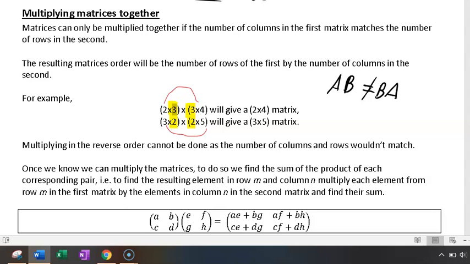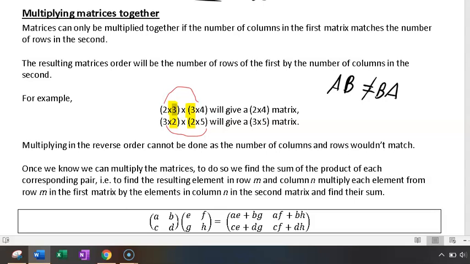Okay, when we're doing matrices, it is important that we understand the position of an element in the matrix. So here, for example, in this matrix, E is in the first row, first column. F is in the first row, second column. Sorry, G is in the second row, first column. H is in the second row, second column.